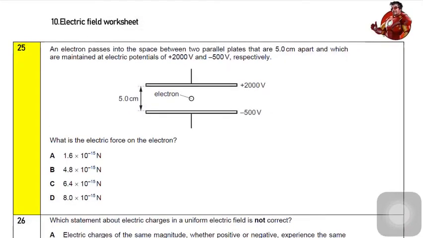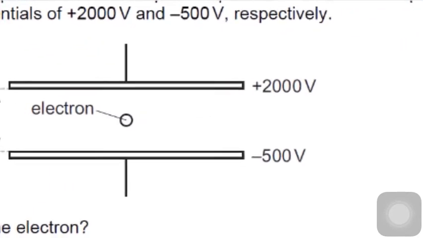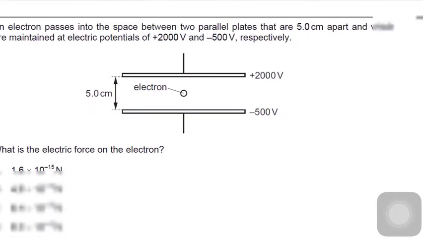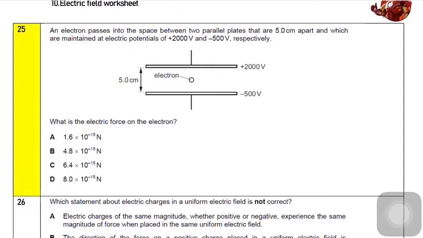So another question which is very similar to question number 9, and I assume the same issue that you were facing, is determining the potential difference between the two plates. So here you can see one is at plus 2000 volts, the other is at minus 500 volts. So it is like this.